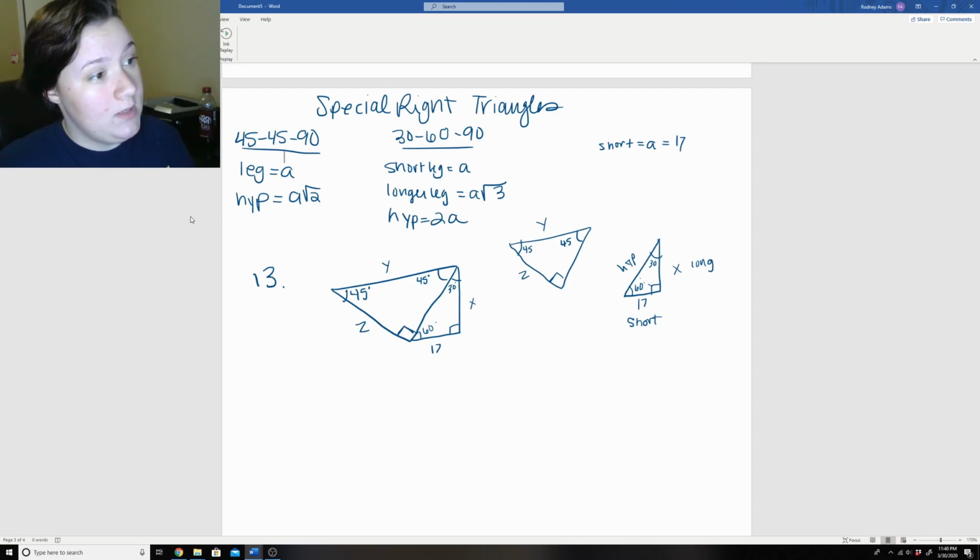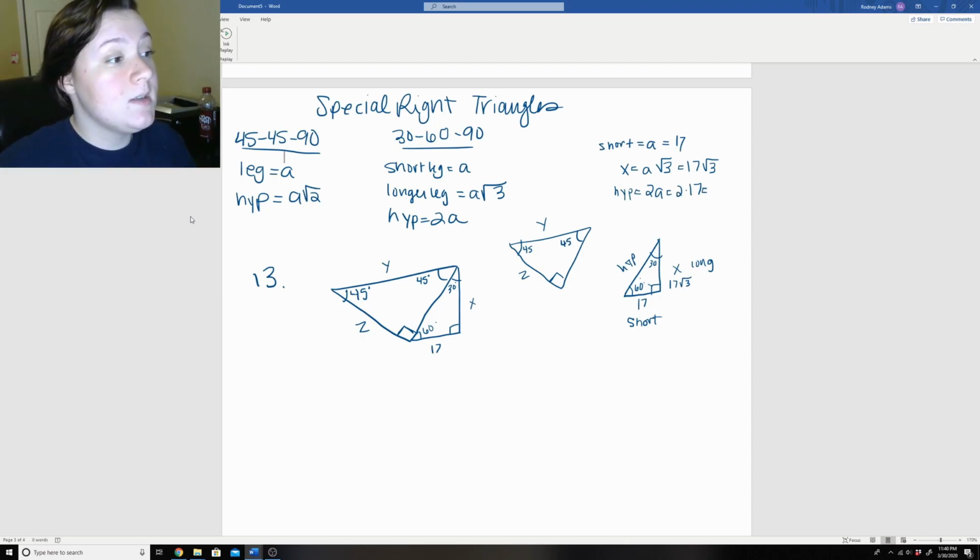So now, if we need the long leg, x is the long leg, whatever a is times the square root of 3. Okay, so 17 times the square root of 3 is going to be what this x is equal to. And then if we're looking for the hypotenuse, which we don't really have a variable for, the hypotenuse is going to be equal to 2 times a, which is going to be 2 times 17, which is going to give you 34. So this side is 34 here.